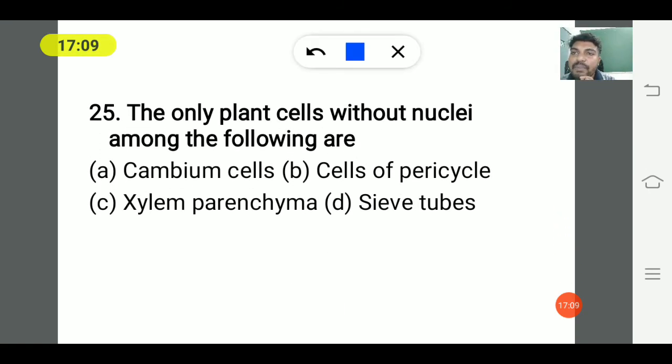25th. The only plant cell without nuclei among the following is: option A, cambium cells, option B, cells of pericycle, option C, xylem parenchyma, option D, sieve tube cells. So sieve tube cells alone lack a nucleus, yet they are living. Any living cell without a nucleus is always a sieve tube. The functions of sieve tube cells are controlled by the nucleus of companion cells. Got it? So option D is the right answer.